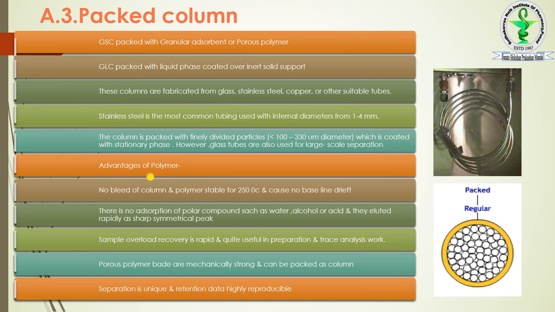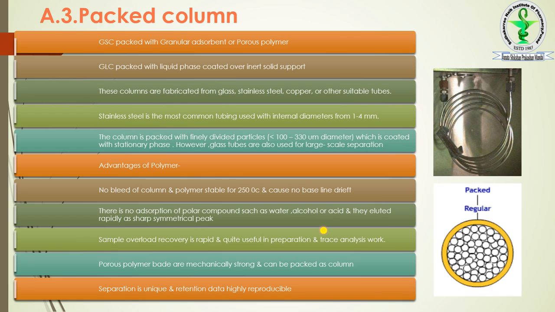They are the polymers that we are using. There are various kinds of advantages of the polymers. No bleed of the columns, and polymers are stable up to 250 degrees Celsius. 250 डिग्री सेल्सियस तक भी ये स्टेबल होते हैं and cause no baseline drift. It doesn't cause any kind of baseline drift. There is no adsorption of polar compounds such as water, alcohol.